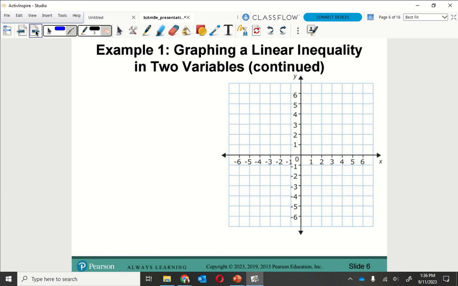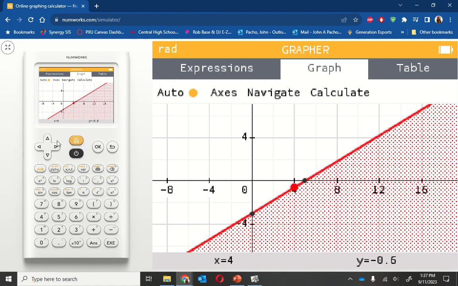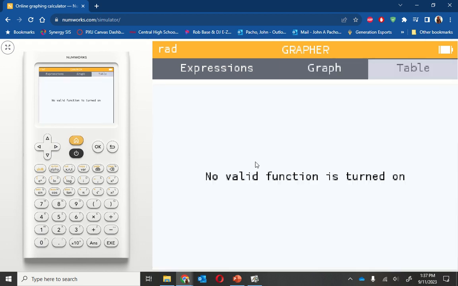Now I noticed a lot of people had trouble with the homework and doing the graphs. So I will point this out right now. So on this, I'm going to go up to the table, hit OK.